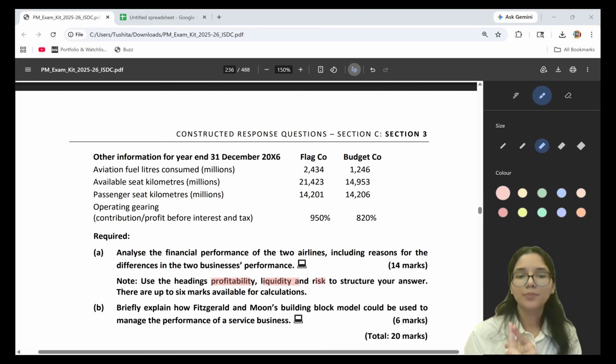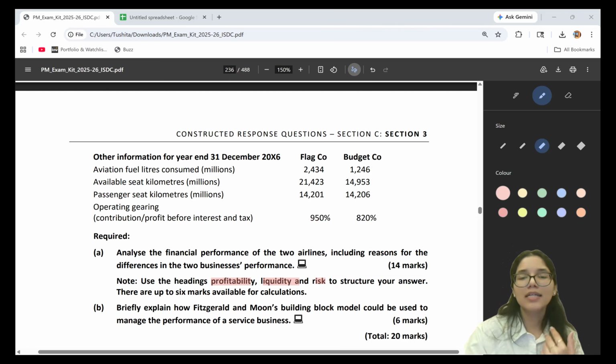Firstly, I have to draw a comparison. Then I have to link it to the operational reason. Why is the reason that the numbers look like this? And then I have to do anything which is possible to link my answer to the scenario.